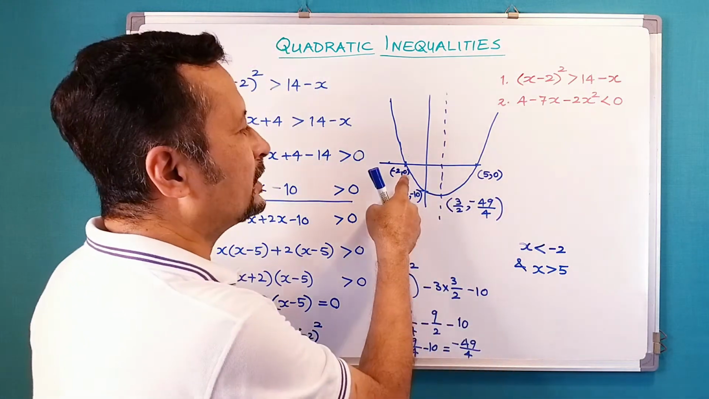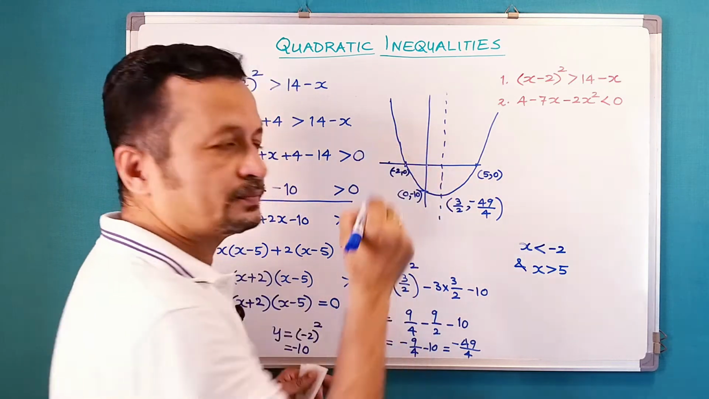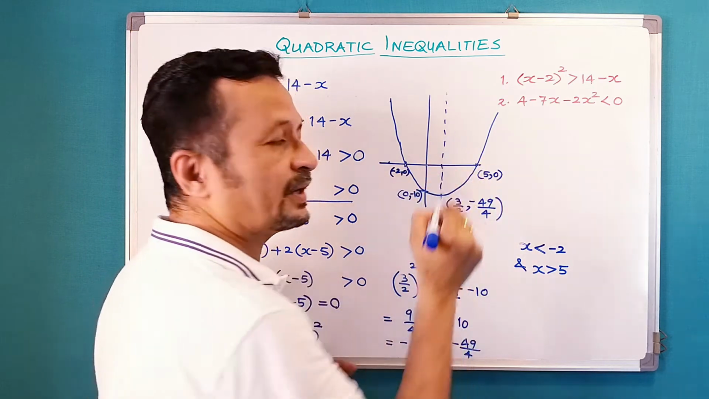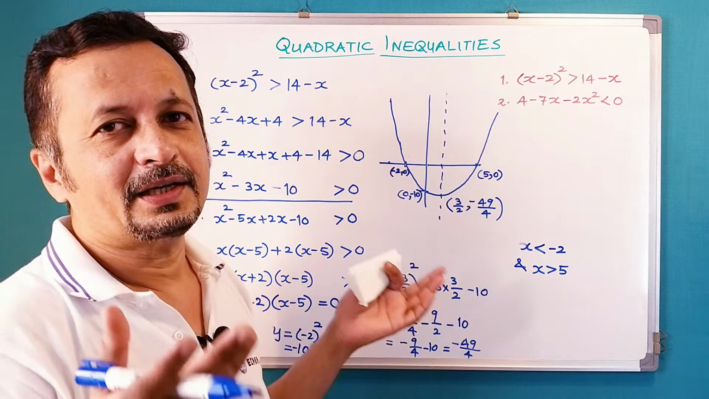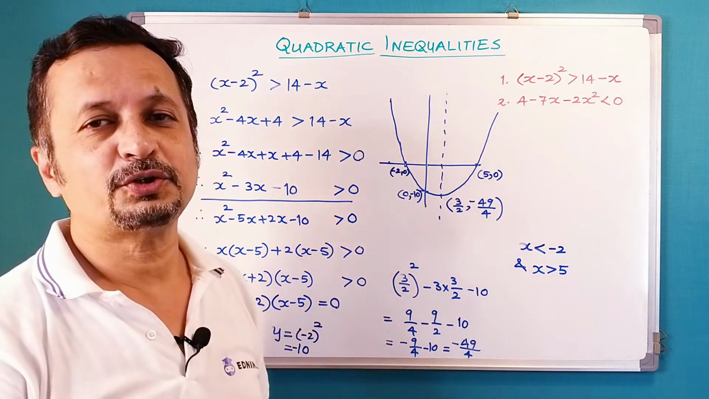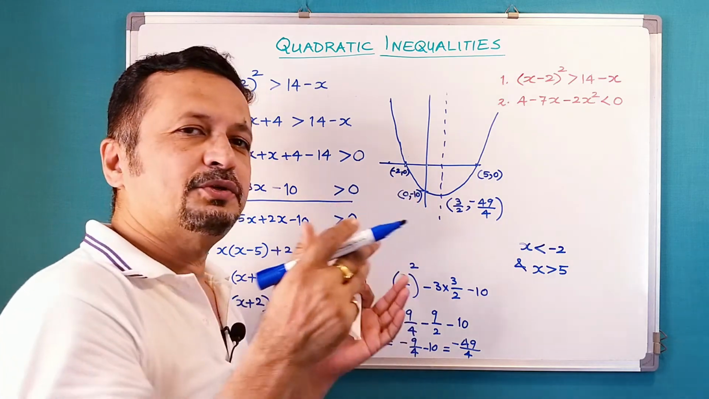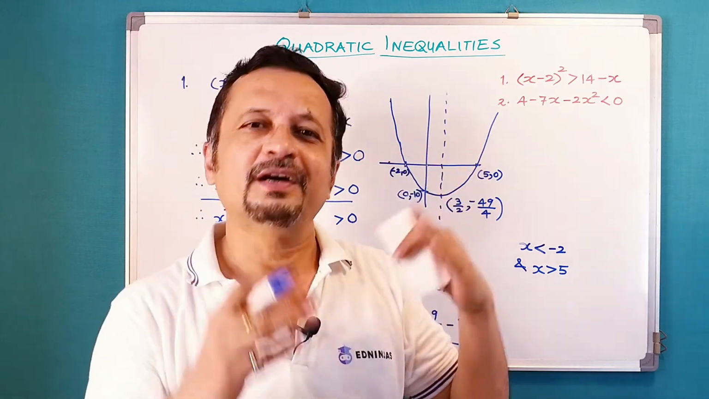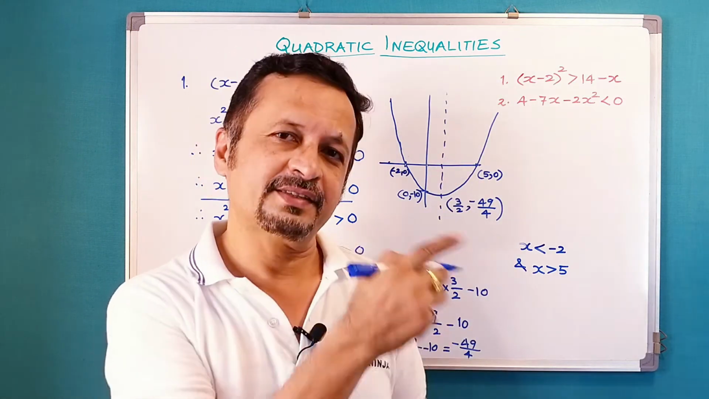So in this case, suppose I take a value between -2 and 0, or any value between -2 and +5, obviously the y value is going to be less than 0, y is going to be negative, isn't it? So this is what we do. You take all the values of x for which your curve lies above the x-axis.